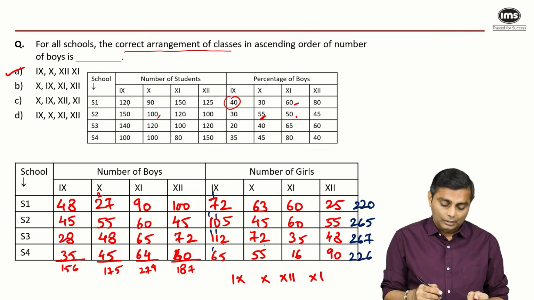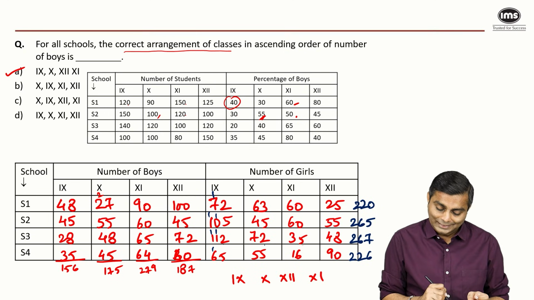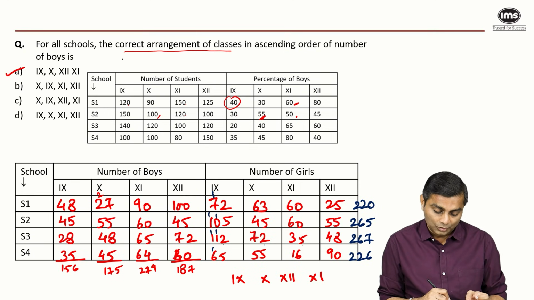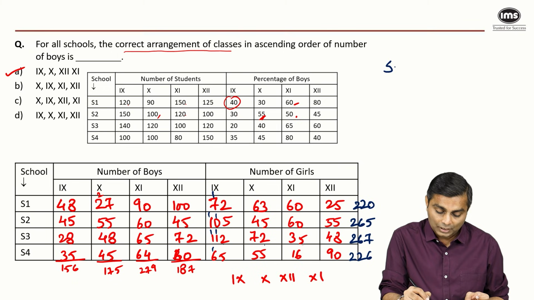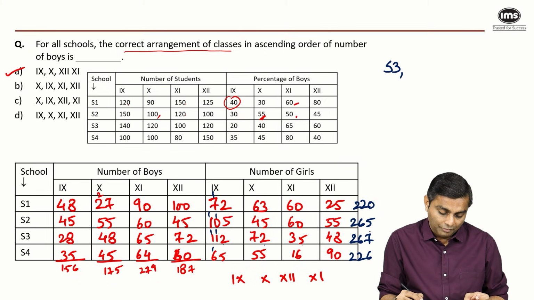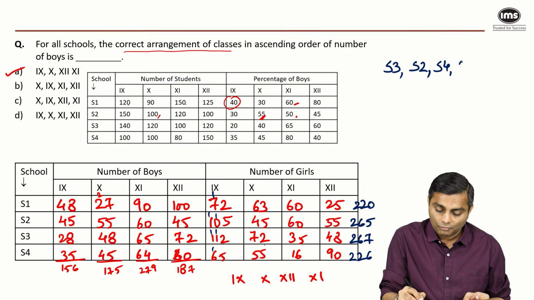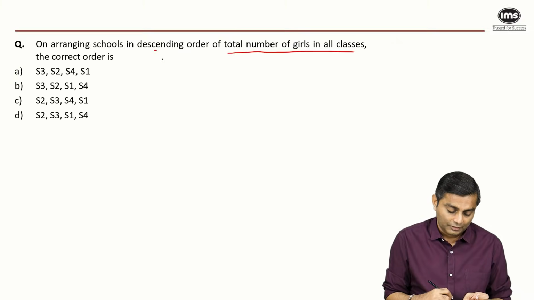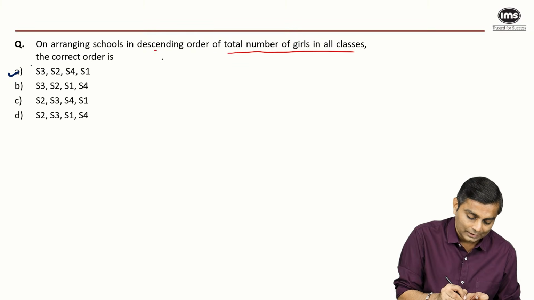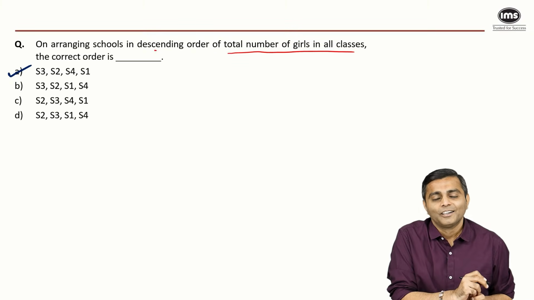So if I have to arrange in the descending order, 267 means I have to start with S3, then 265, S2, then S4 and S1. So 3, 2, 4, 1. Let's see if we have that option. 3, 2, 4, 1. Yes. So option A is going to be the answer.